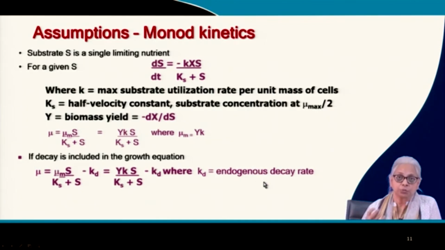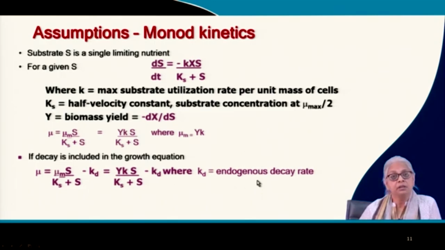They will utilize whatever storage granules they have, they will consume their own biomass, and that is why it's called endogenous decay rate. And there is no further growth because they cannot reproduce. The nutrients are not there. There is insufficient nutrition for the cells to reproduce and continue to increase.